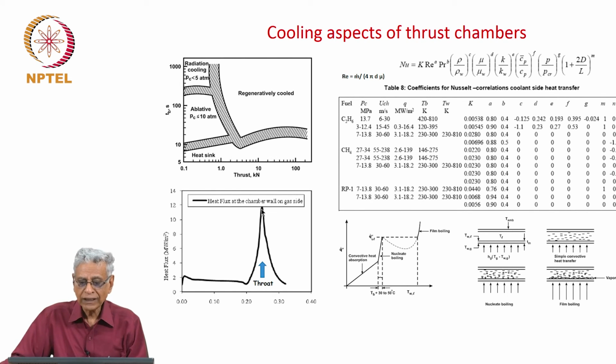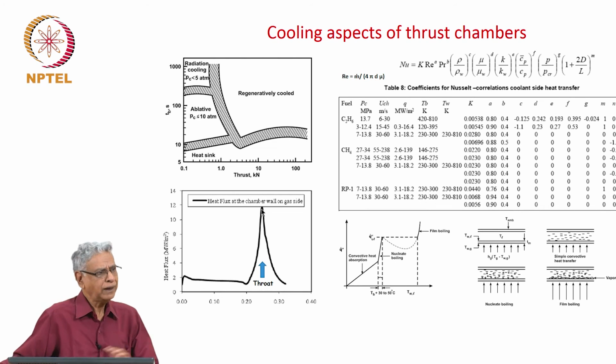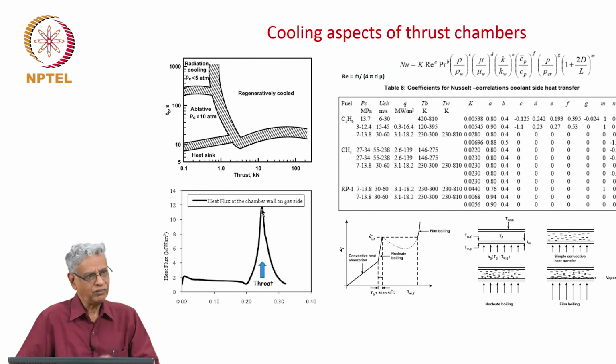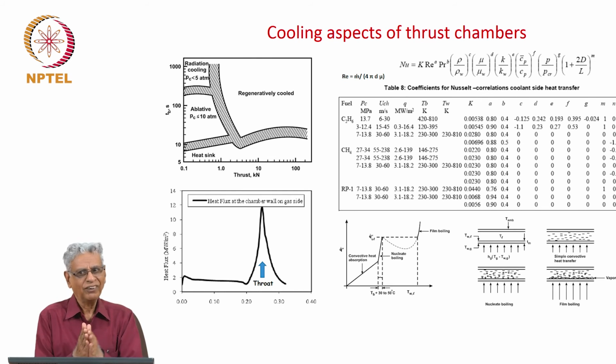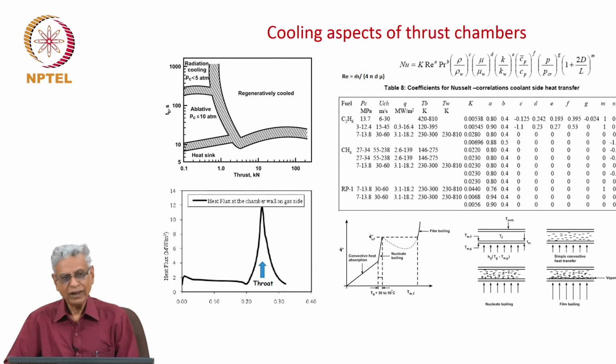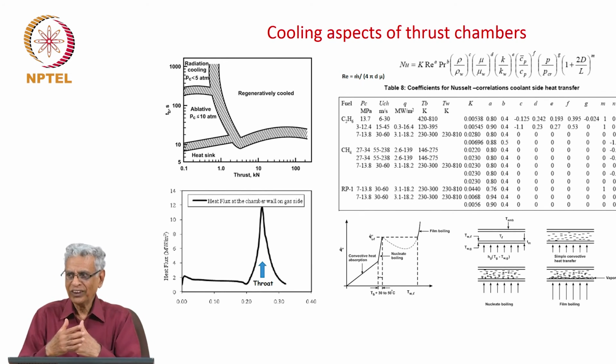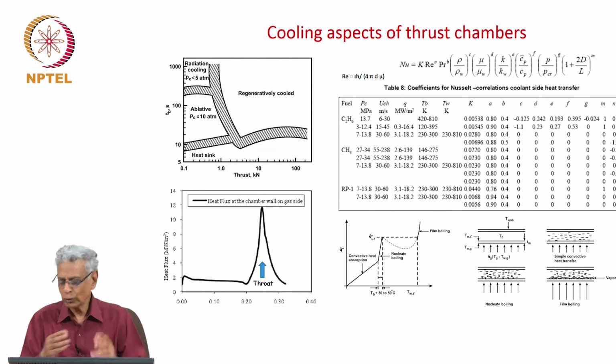You may want to ask why. Why does it happen that at the throat you have very high heat fluxes? The flow rate is the same. You are reducing the diameter. Why does it happen? Well, I do not want this to be a discussion session, but I just want to show you the result here.